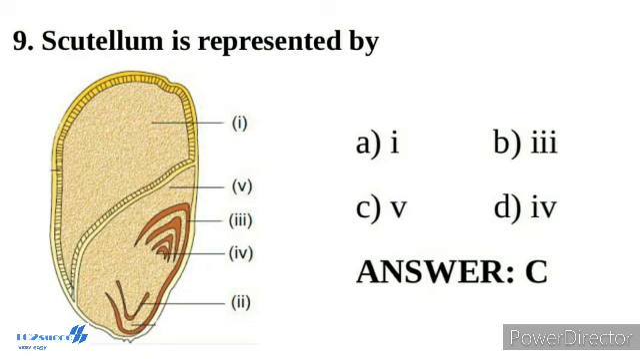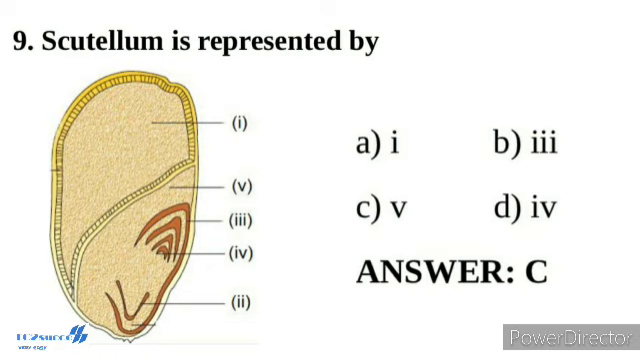Question number 9. Scutellum is represented by, shown in the diagram, structure of monocotyledon seed. Generally, monocotyledon seeds are endospermic, but some, as in orchid, are non-endospermic. In the seeds of cereals such as maize, the seed coat is membranous and generally fused with the fruit wall. The endosperm is bulky and stores food. The outer covering of the endosperm separates the embryo by a proteinaceous layer called aleurone layer. The embryo is small and situated in a groove at one end of the endosperm.